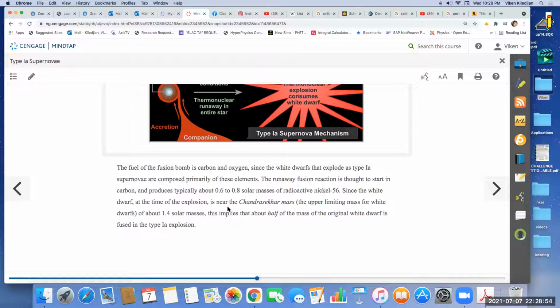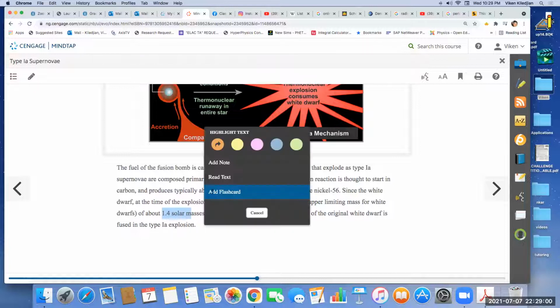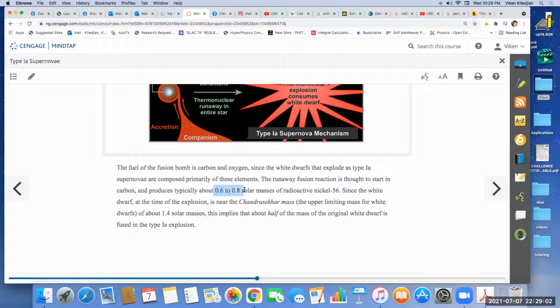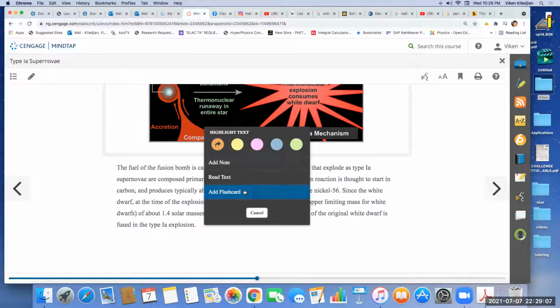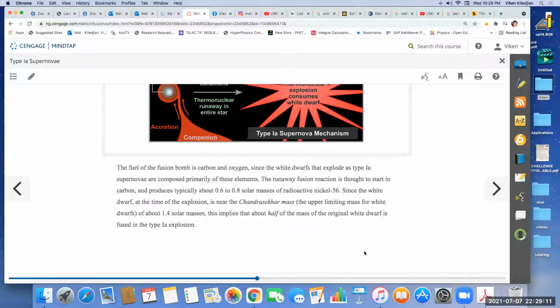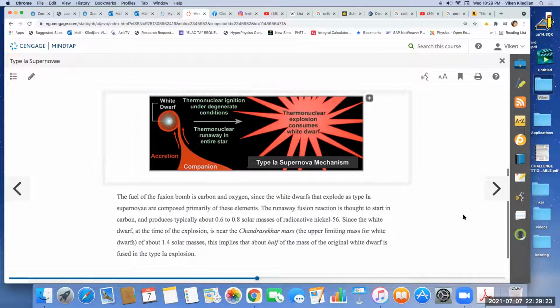So you see, if the mass of the white dwarf was 1.4 solar masses, about half of it, 0.6 to 0.8 of it, is being included in this explosion that's about to happen. Not all of it per se, but about half. But that's enough to create such a huge explosion that it's going to blow that whole white dwarf into smithereens. It's just blow it all into pieces.